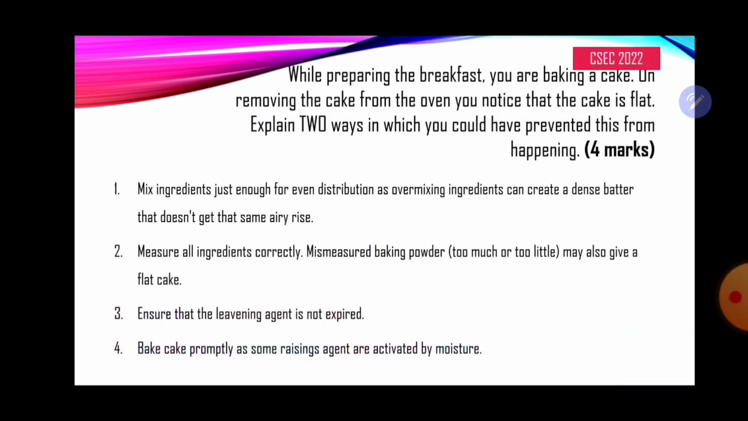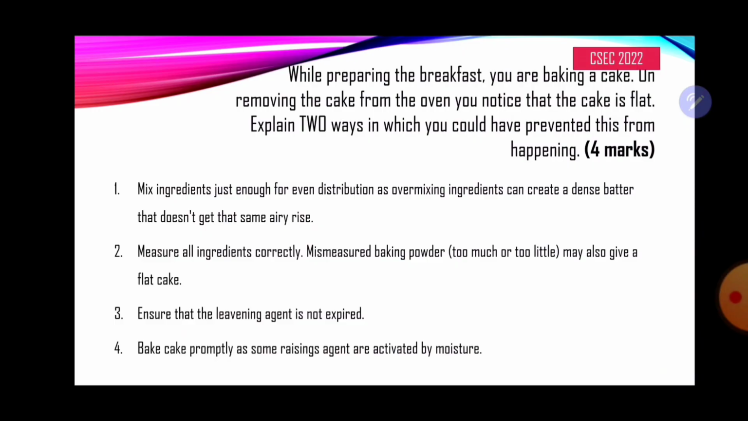So 1, mix ingredients just enough for even distribution, as overmixing ingredients can create a dense batter that doesn't get the same airy rise. Good. So you just mix until your ingredients are combined. You don't need to overmix. Because when you overmix, then you create a dense batter. And even though you may have a raising agent in there, because the batter is so dense, because you develop the gluten in the flour, then your product becomes flat.